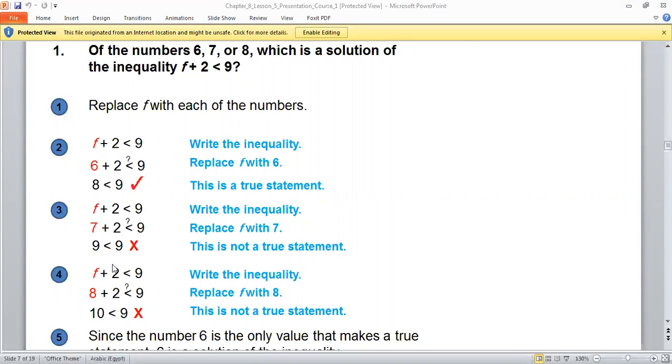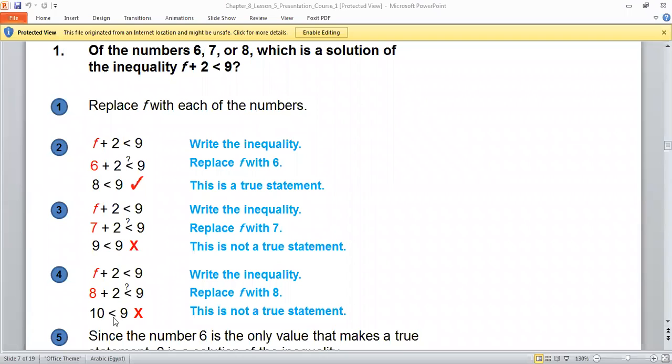The third one, I will write the inequality: f plus 2 is less than 9. Write the inequality in the first step. I will remove f and put 8. 8 plus 2 is equal to 10. Is 10 less than 9? No. So if it is less than, I will take it. If we have equal or greater than, I don't take it.